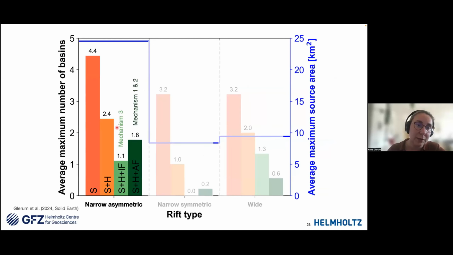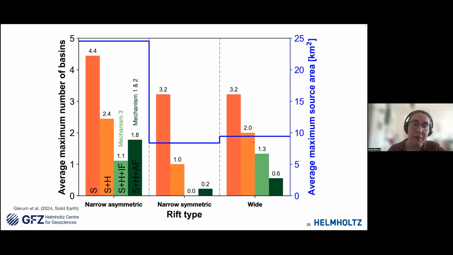And then to summarize all the different simulations together, I took the averages of the number of basins with source rock, with source and host rock, with mechanism 3, and then with the most favorable mechanisms 1 and 2. And then to give an indication of the amount of metals that could be leached from the source rock, I plot the total source rock area. So here it's about 24.5 square kilometers. And you can see that if we look at the other rift types, narrow symmetric rifts are a lot less favorable. There's hardly any ore formation mechanisms identified, and we only have like 1/3 of the source area.